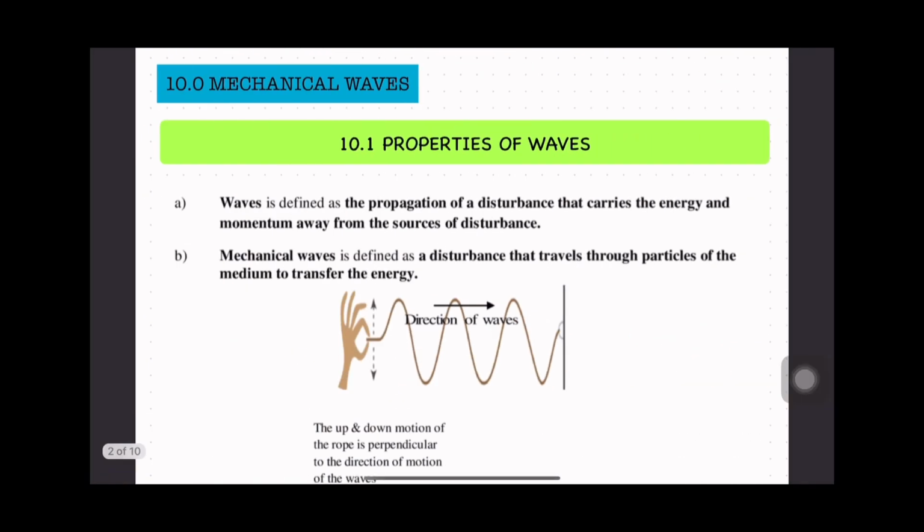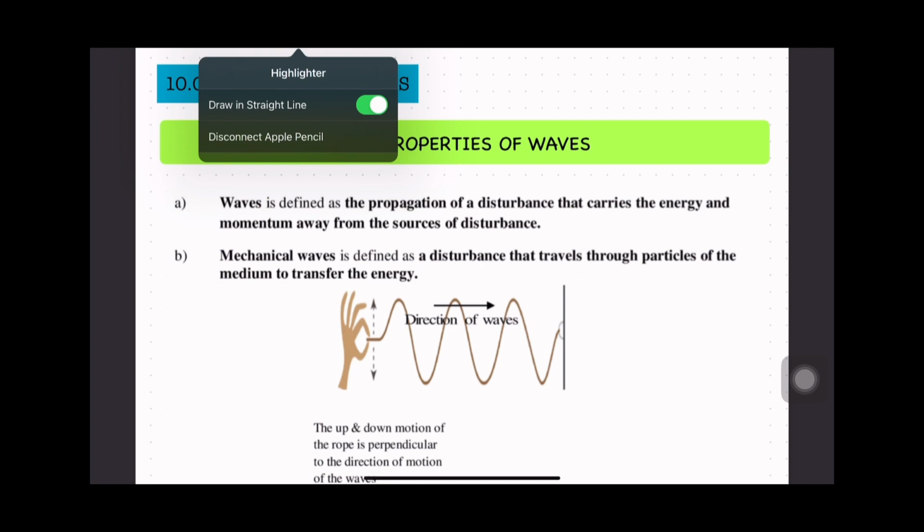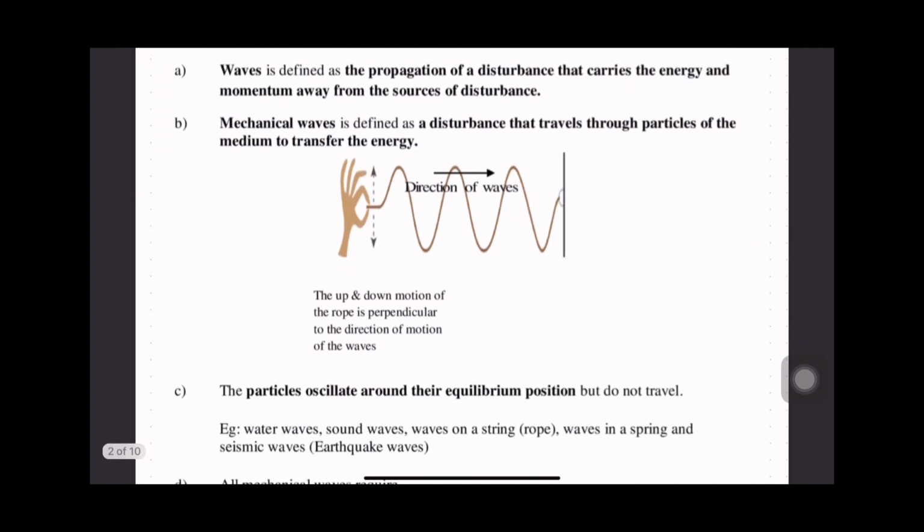So, what is a mechanical wave? First you have to know the properties of wave. Wave is defined as the propagation of a disturbance that carries energy and momentum away from the source of disturbance. It means it acts as a carrier of energy. Mechanical wave is defined as a disturbance that travels through the particles of the medium to transfer energy. The condition is that it must transfer energy, that's why a mechanical wave occurs.